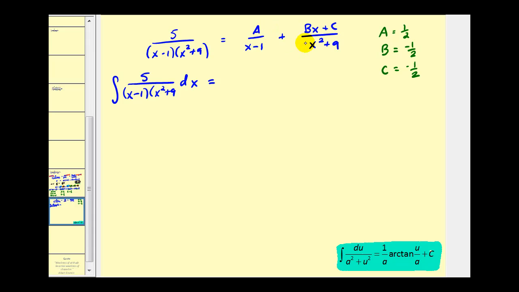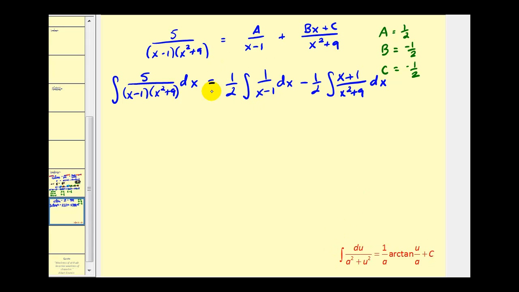So using these partial fractions, now that we know the values of A, B, and C, we can rewrite this integral as the sum of these two fractions. Since A is equal to 1/2, we would have 1/2 times the integral of 1 over x minus 1 dx. Now since both B and C are equal to negative 1/2, I'm going to factor out a negative 1/2. I write minus 1/2 times the integral of x plus 1 over x squared plus 9 dx. Again, if I distribute the 1/2, I'd have negative 1/2 x minus 1/2, which match with the values of B and C.